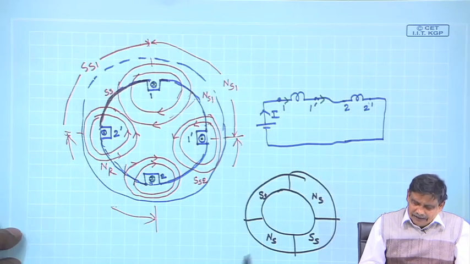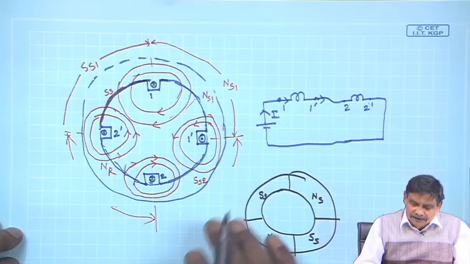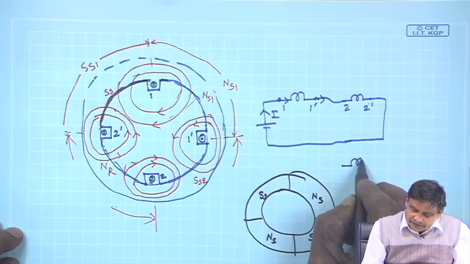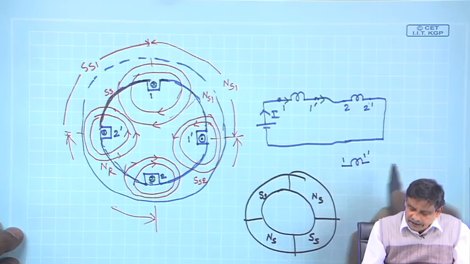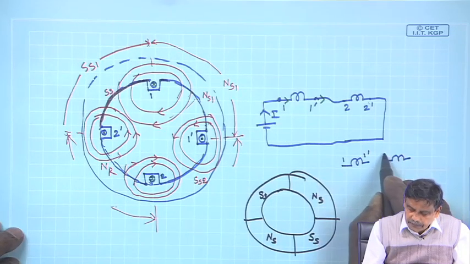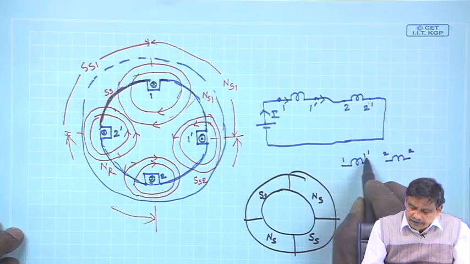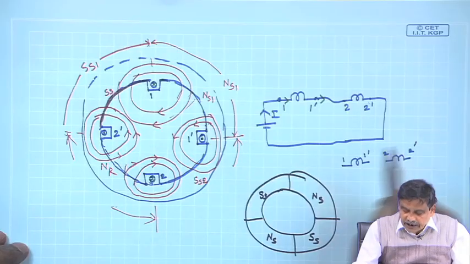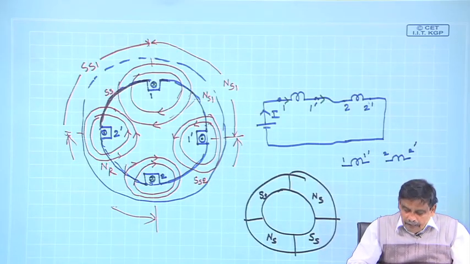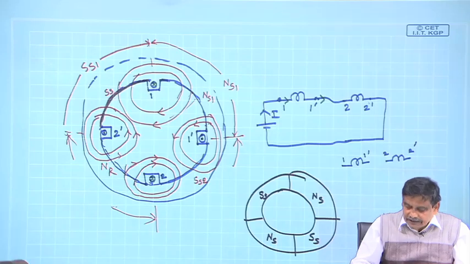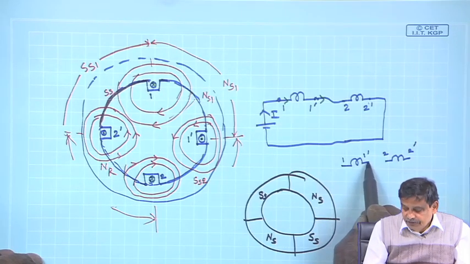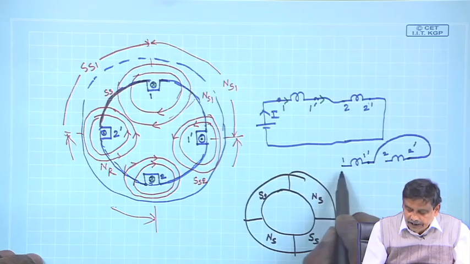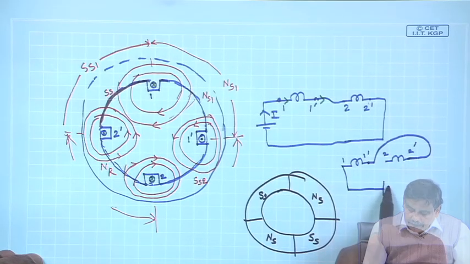This I will not do, but if you are following me, then tell me: suppose these are the 2 coils, 1 dashed and another coil 2 dashed. Remember, 1 is the start and 1 dashed is the finish of the first coil, and 2 is the start and 2 dashed is the finish of the second coil. I will ask you to do this exercise: suppose these 2 coils are once again connected in series, but this way, and excited by a battery.